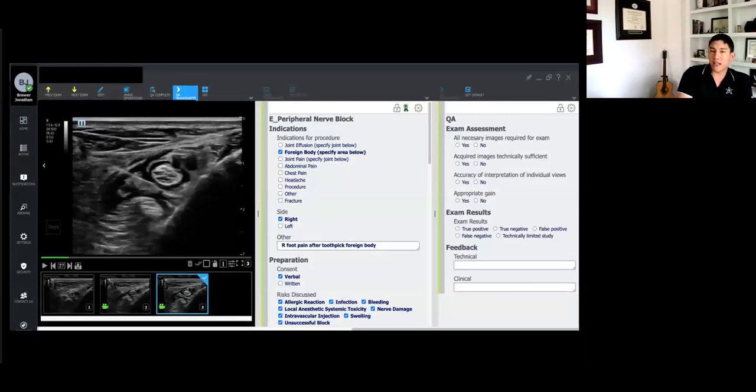So if it's a technically limited study, you see that in the exam results, we actually don't count that towards their overall numbers. But the question is going to be, what constitutes that, right? Is it a bad image? Is it a failed block? We're going to talk about that a little bit later. And then, of course, the accuracy of your interpretation. And then we always talk about appropriate gain, appropriate image depth, things like that as well.